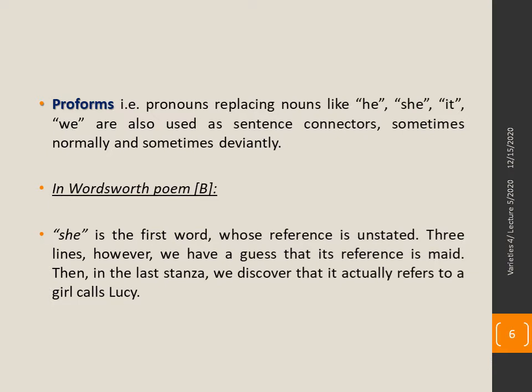Proforms, that is to say pronouns replacing nouns, like he, she, it, we, are also used as sentence connectors, sometimes normally and sometimes differently. This is how they label them in the analysis: proforms. In Wordsworth's poem B, "she" is the first word whose reference is unstated. However, three lines later, we have a guess that its reference is a mate. Then in the last stanza, we discover that it actually refers to a girl called Lucy, all right? So when you find he or she or it throughout a poem, those are proforms.